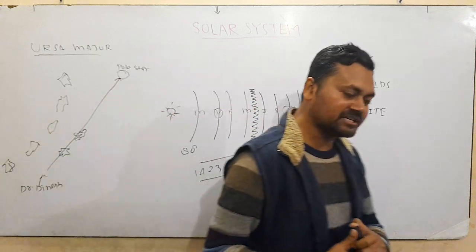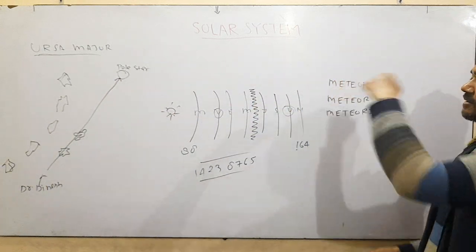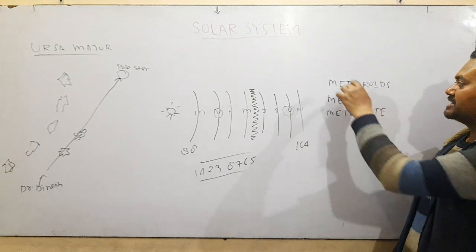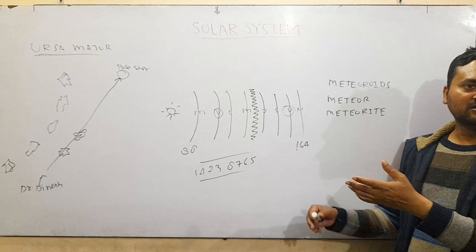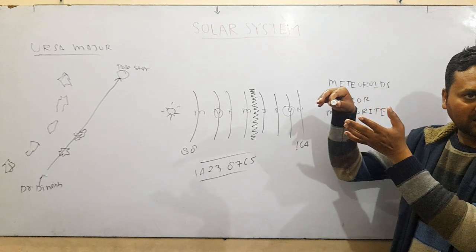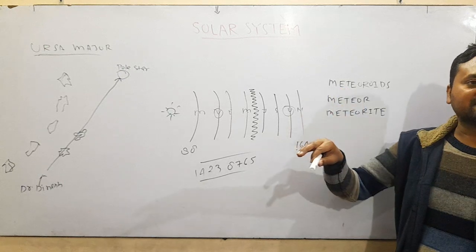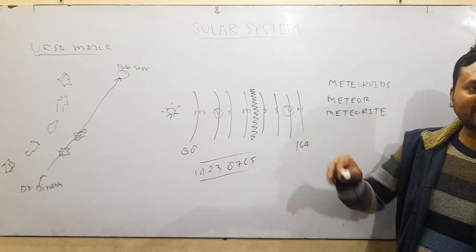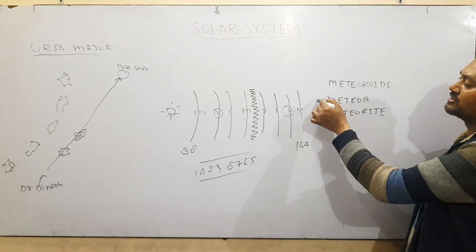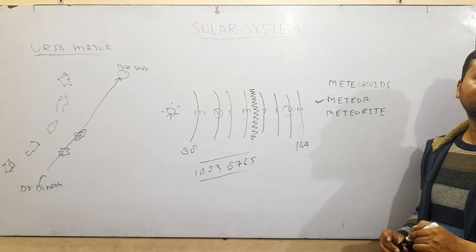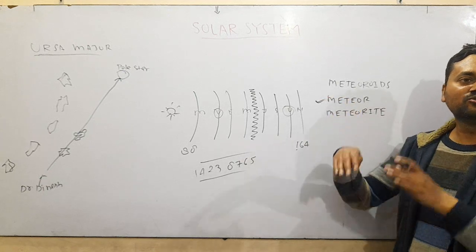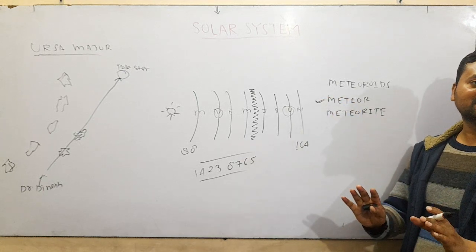So my concern here is that some of the meteoroids which are burnt in between are called the meteor. They don't succeed in reaching the earth's surface.